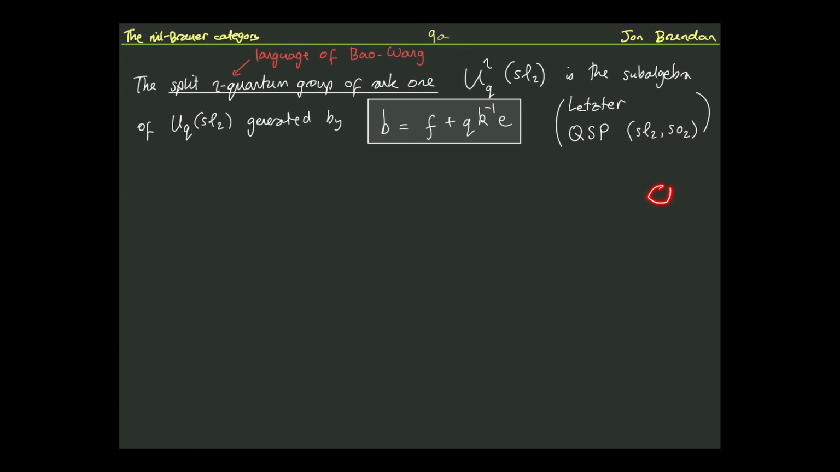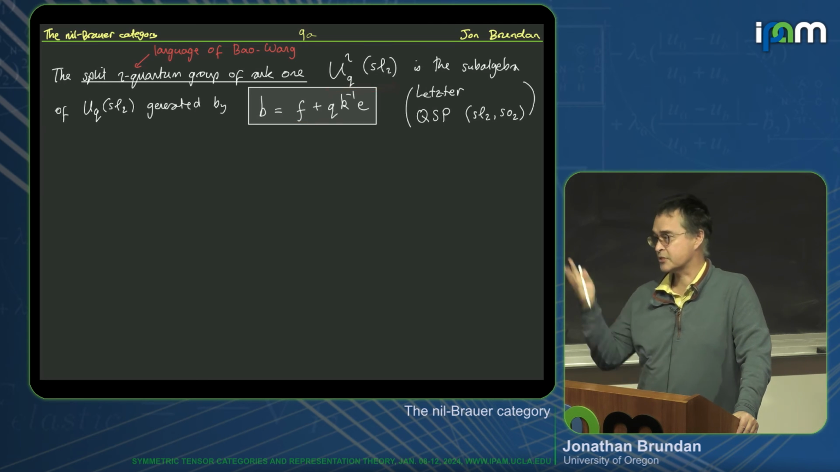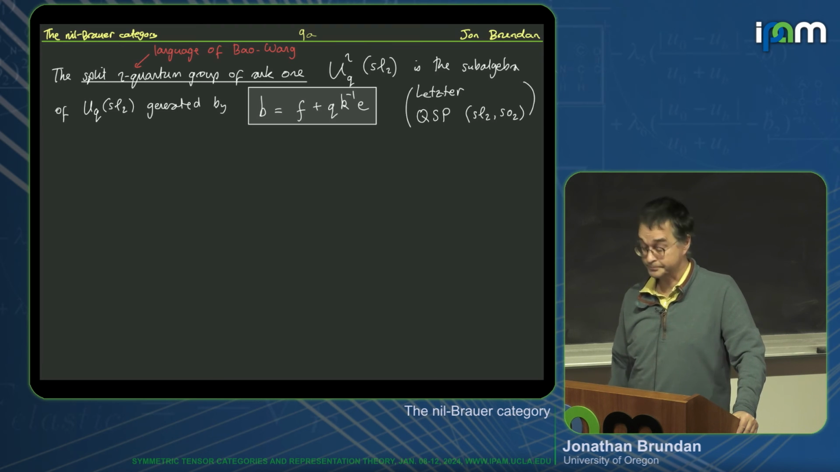If you were to draw the Satake diagram, it would be a single white node. Because SO2 is not a very interesting Lie algebra, and this split I-quantum group is not a very interesting algebra, but it's interesting as a co-ideal subalgebra of quantum SL2. So by definition, you take F plus q K inverse E inside the usual quantum SL2, and this I-quantum group is just the subalgebra generated by B. It's actually just a polynomial algebra in B.